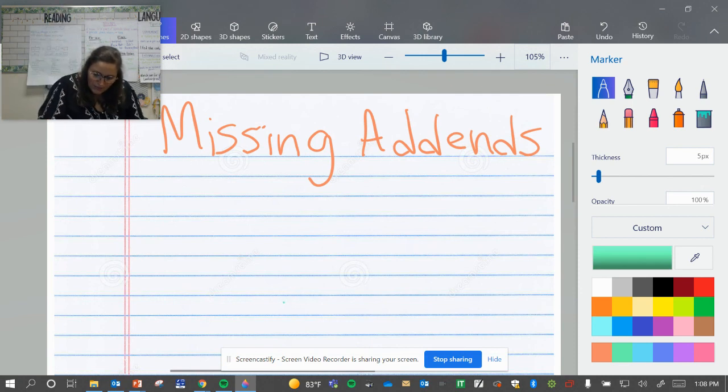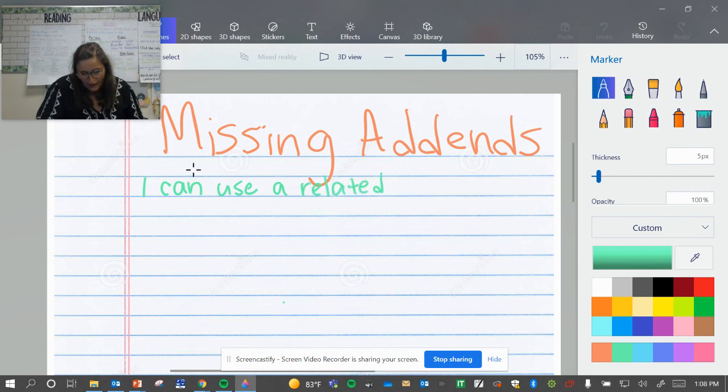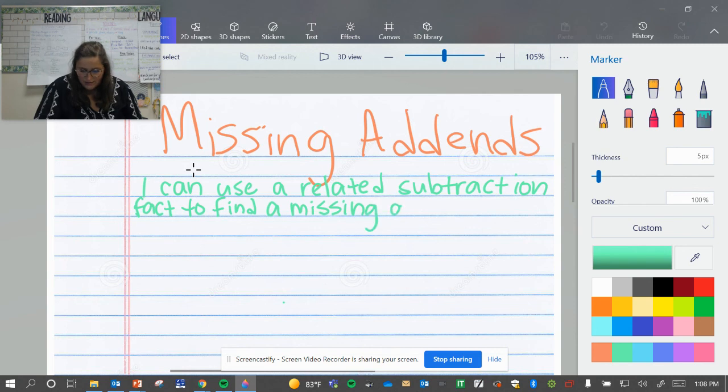So we're going to say, I can use a related subtraction fact to find a missing addend. Okay, so if you need to pause the video and copy that down, you may, but that's what we're going to do. We're going to be using related subtraction facts.